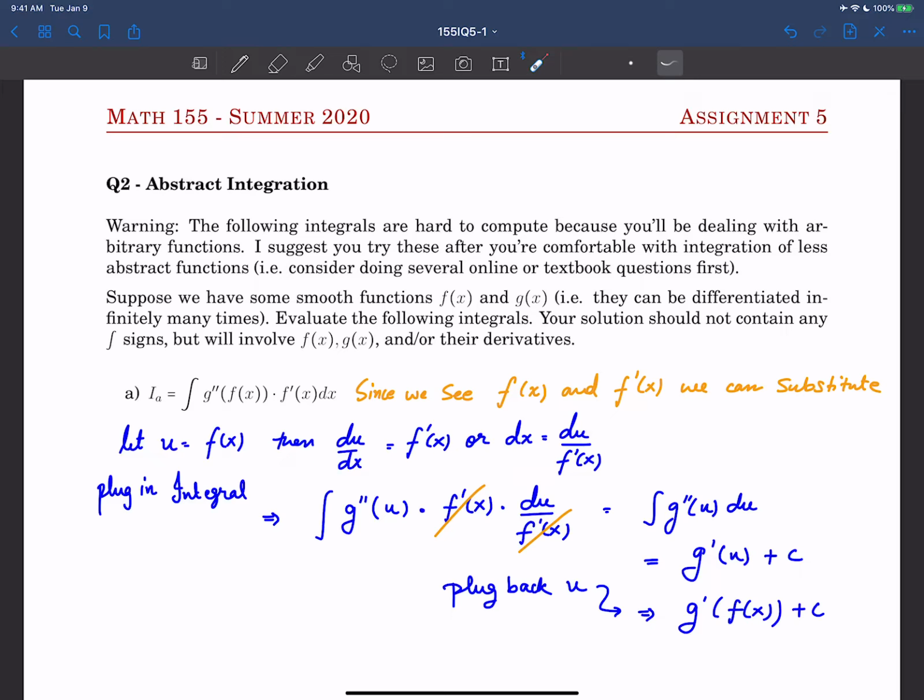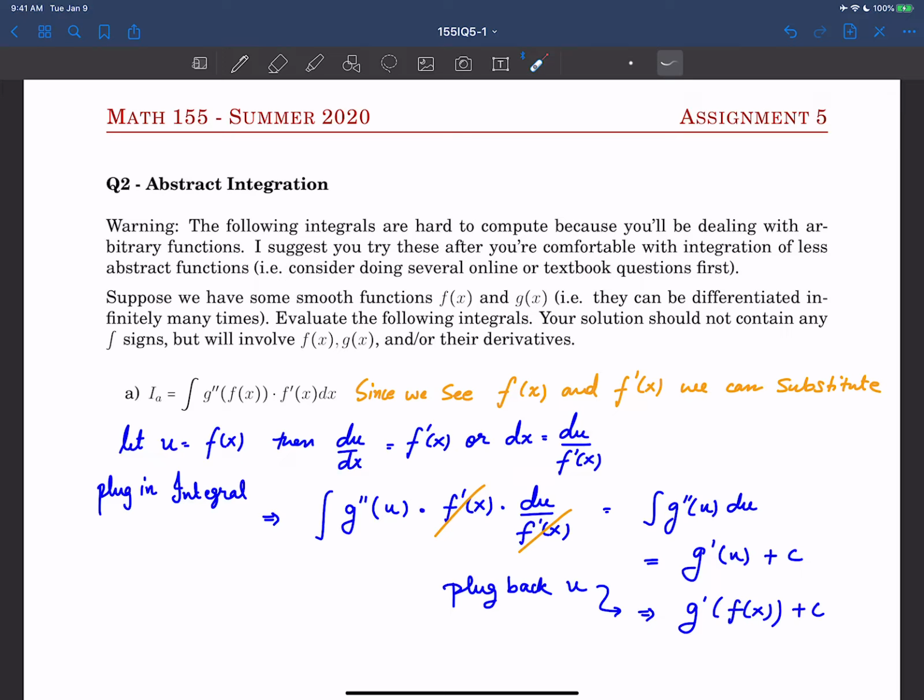And that's the whole idea of substitution. When you have that very basic integral, you can definitely just take the antiderivative of g double prime of u du, which is just going to be g single prime of u plus c. That's that, okay?